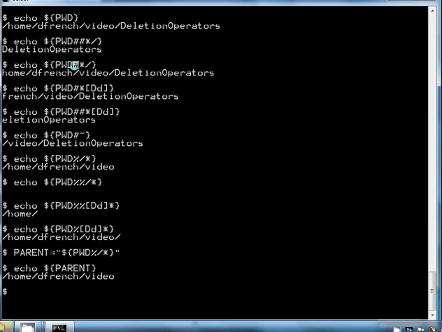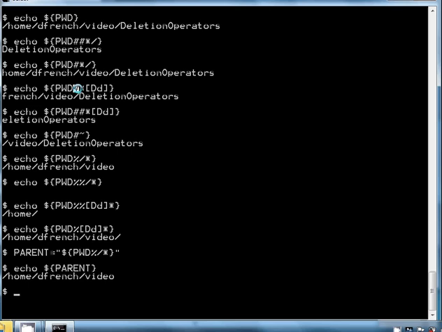If we use the smallest matching pattern option, the single pound sign, and give it the same pattern, what we get back is almost the entire value, because it matched only the slash at the beginning of the PWD variable. Notice that the value of the PWD variable doesn't change. The only thing that changes is the value that it returns to you on standard output.